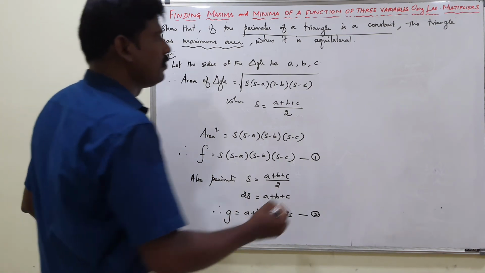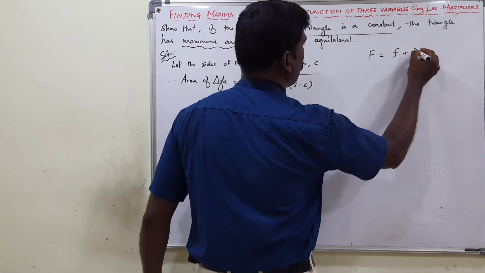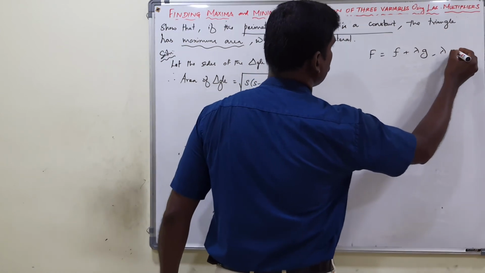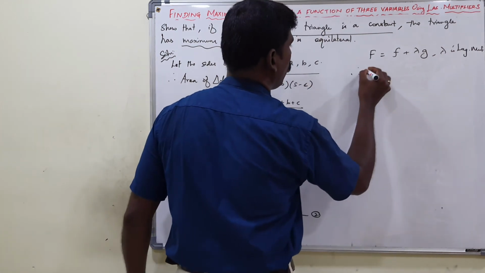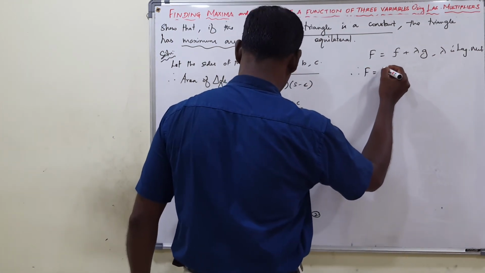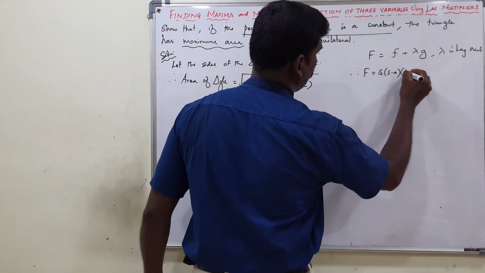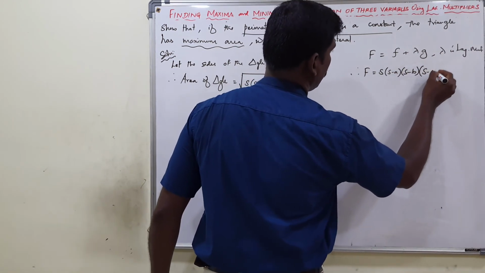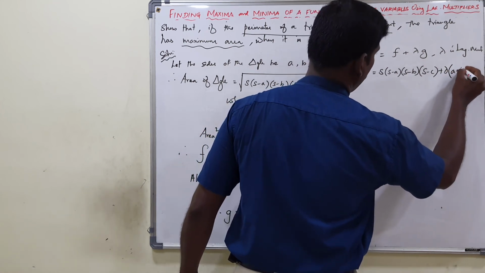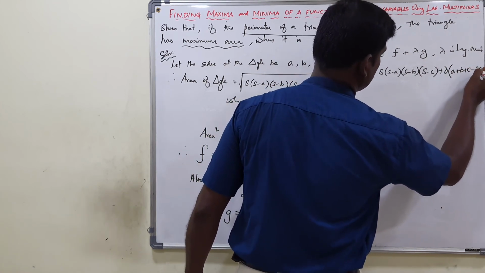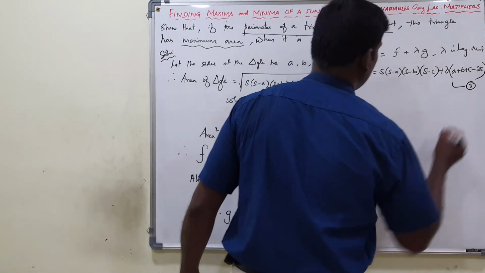Using these two conditions, we can form the auxiliary equation. Capital F is equal to what? Small f plus lambda into G, where lambda is the Lagrange multiplier. Therefore, F is equal to S into (S minus A)(S minus B)(S minus C) plus lambda into (A plus B plus C minus 2S). Okay? So, Cartesian equation number 3.